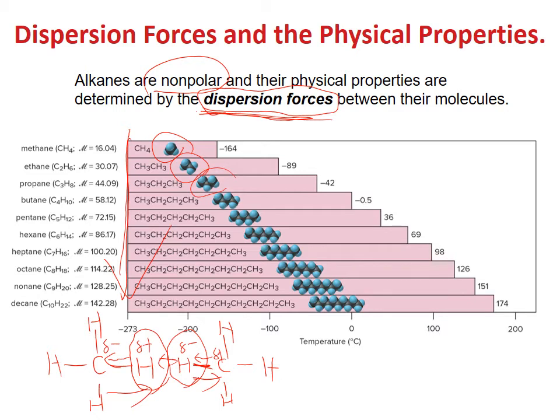For methane, the boiling point is negative 164. Ethane is only negative 89. And when you increase the number of carbons, the boiling point increases. For decane, with 10 carbon atoms, the dispersion forces are so large that you need 174 degrees to evaporate the molecules.